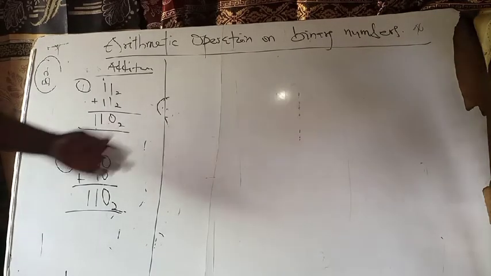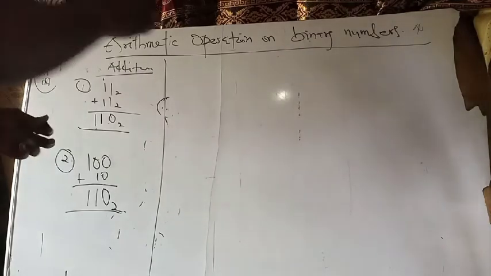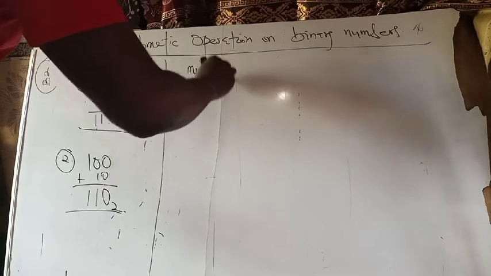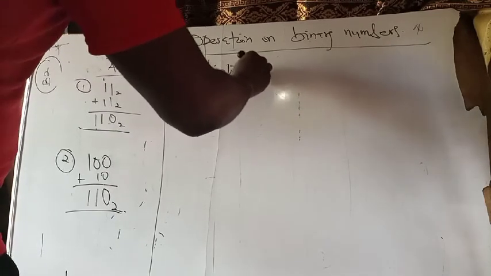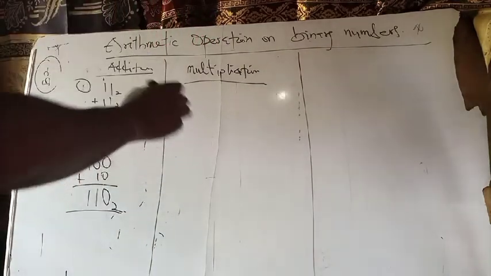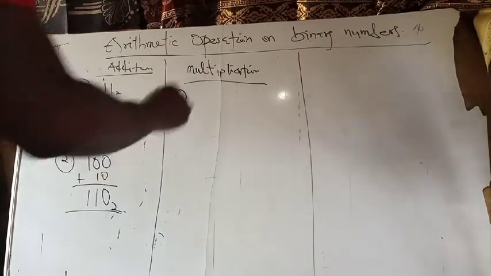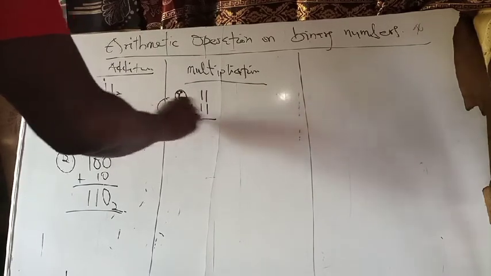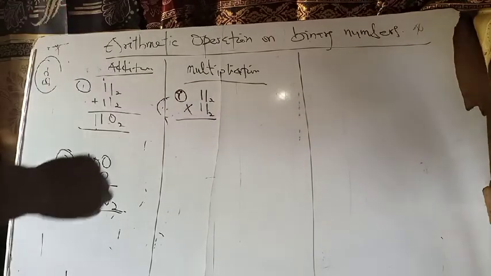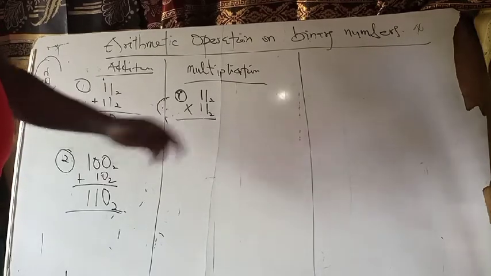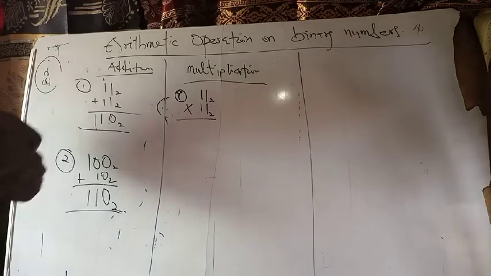Okay, let us quickly get to the multiplication aspect of binary numbers. Let us take the first example, using what we did in the addition: 11 times 11, all in base 2. Okay, so 1 times 1 is what?